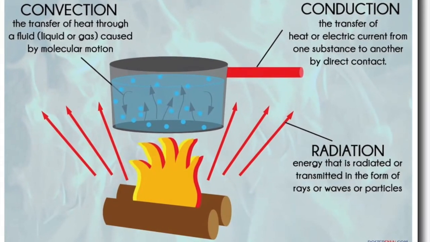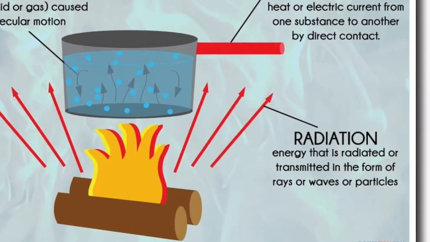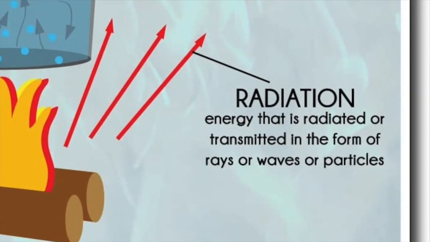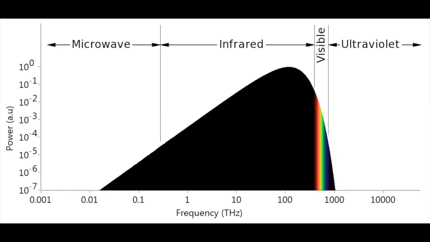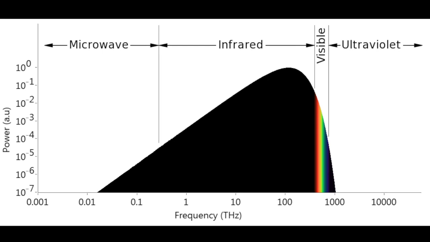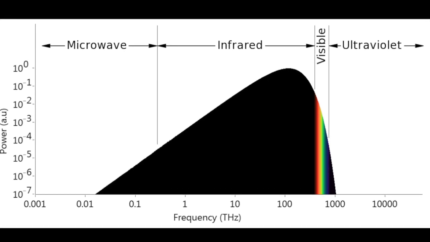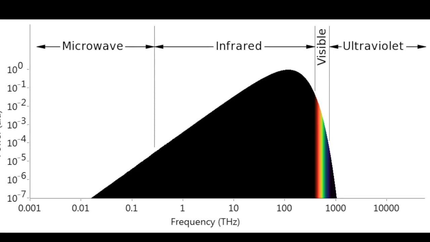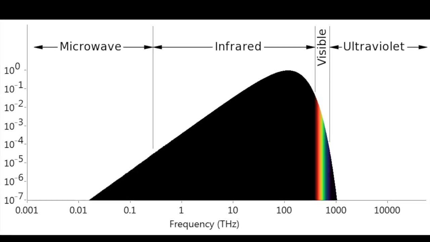All right, so finally we'll look at radiation, which is energy that is radiated or transmitted through the electromagnetic field. And we have a graph here that shows you how much energy or power each of these waves have. And you see microwaves are low powered, and you get up to infrared, which is more powerful, and then you can see where light falls onto that scale.